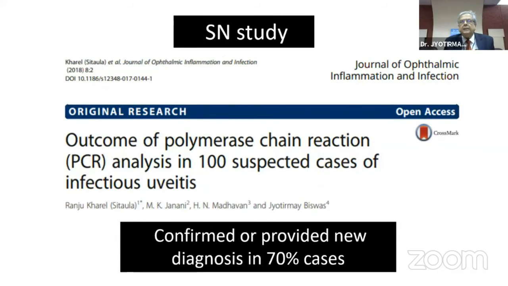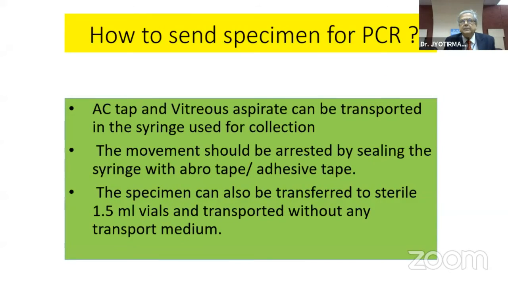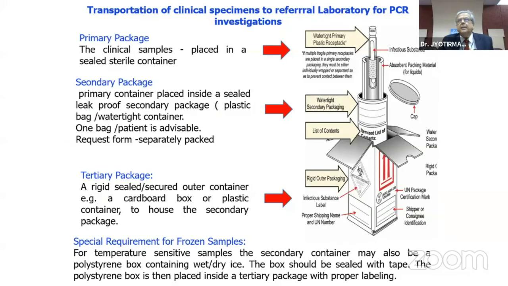We have studied 100 suspected cases of infectious uveitis. It confirmed or provided a new diagnosis in 70% of cases. How to send the sample for PCR? Aqueous and vitreous samples are used in the syringe. The movement should be arrested by sealing the syringe with adhesive tape, or you can put it in a sterile vial, and you can put it in three packages, the primary package, secondary package, and tertiary package, to make sure that the fluid doesn't leak out.